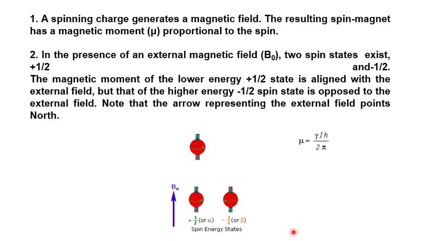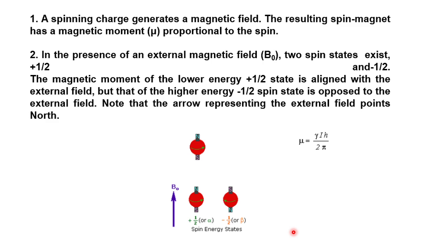Now, where is this half coming from? We know that any spinning charge will generate a magnetic field, and of course, because of the charge it also has an electric field. When a charged species is moving or spinning, it will generate a magnetic field. The resultant magnetic field has a specific magnetic moment, and that is proportional to the spin. If a charged species is moving, it will generate a magnetic field, and that magnetic field has a specific direction.